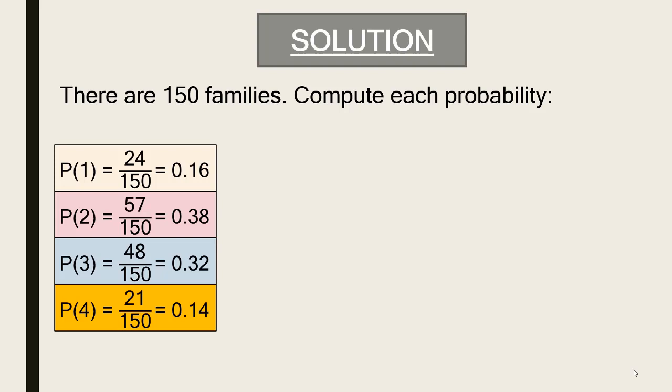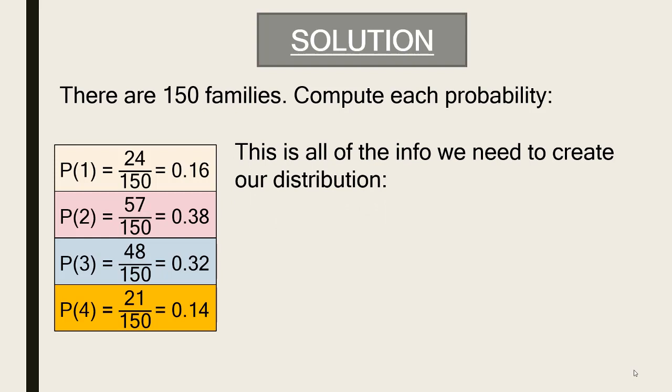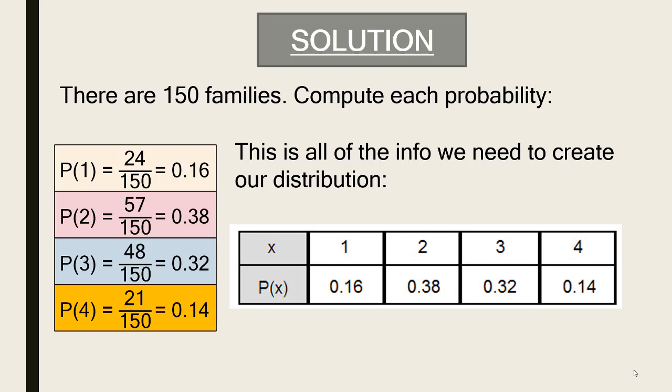All right, so we list our x's across the top and the probabilities beneath them. And you'll notice that we're fulfilling all of those requirements that the probability distribution has. Remember that each probability has to be between 0 and 1. 0.16, 0.38, 0.32, 0.14, all fall in that range. And if we were to add them up, we'd see that they add up to 1. Okay, you can try that on your own.